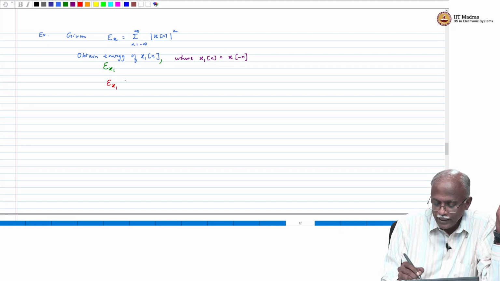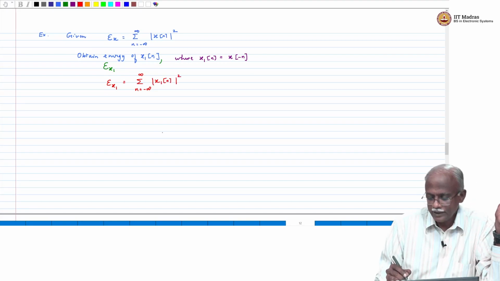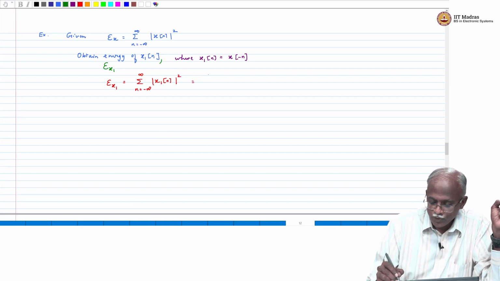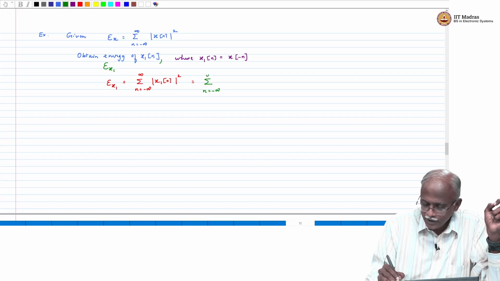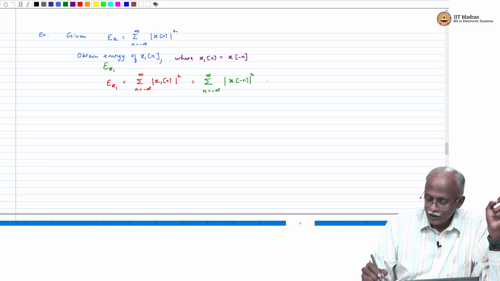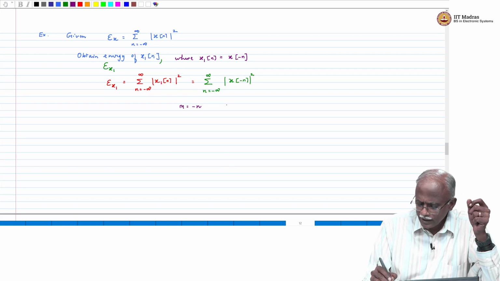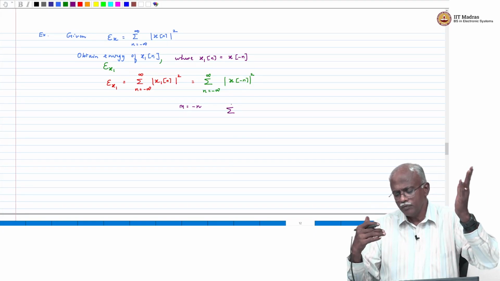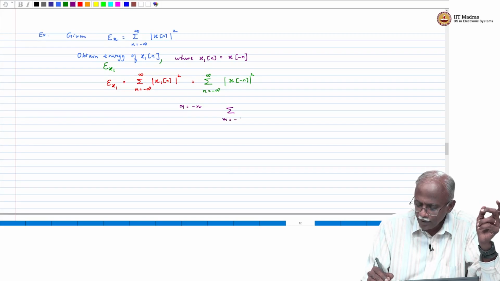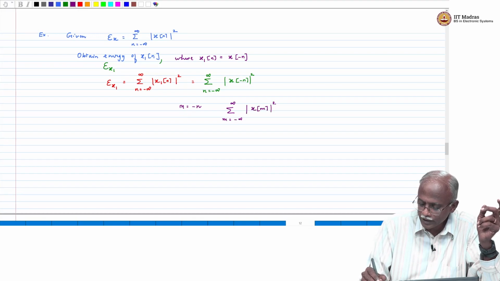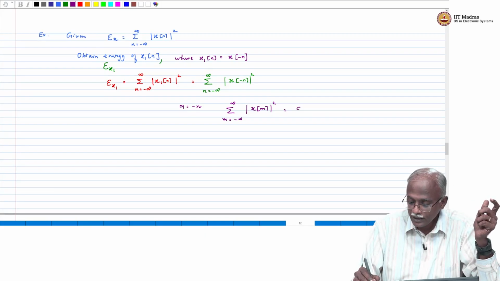So, the energy Ex1 is given by summation n equal to minus infinity to infinity, x1 of n magnitude squared, that is the definition. Okay. Now, substitute for x1 of n, this is n equal to minus infinity to infinity, mod x of minus n magnitude squared. Okay. You have to do a change of variable, let m equal to minus n. Then the summation again will go from minus infinity to infinity, m equal to minus infinity to infinity. Now, what you will have is modulus of x of m magnitude squared, which is the same as Ex.